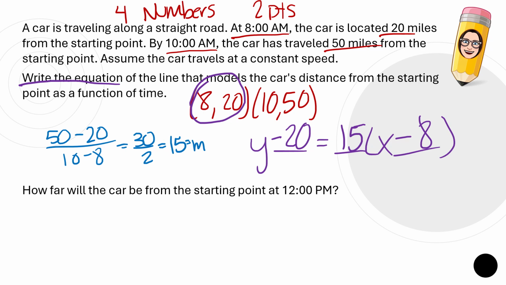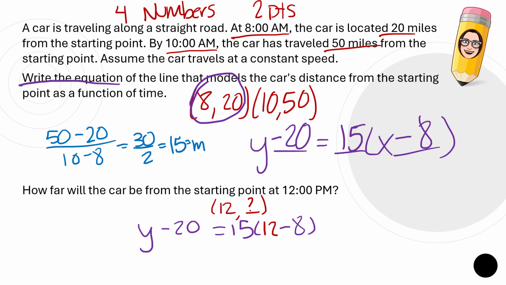Question: how far will the car be from the starting point at 12 p.m.? Meaning if my x is 12, what's my y, if I know my time. And so I'm going to take my equation, but wherever there's an x, I'm going to fill in that value of 12. So now this is just a calculating and a solving problem. We've got 12 minus 8, which is 4. 4 times 15, which is 60. So all of this became 60. And if I add 20 over, I have 80.